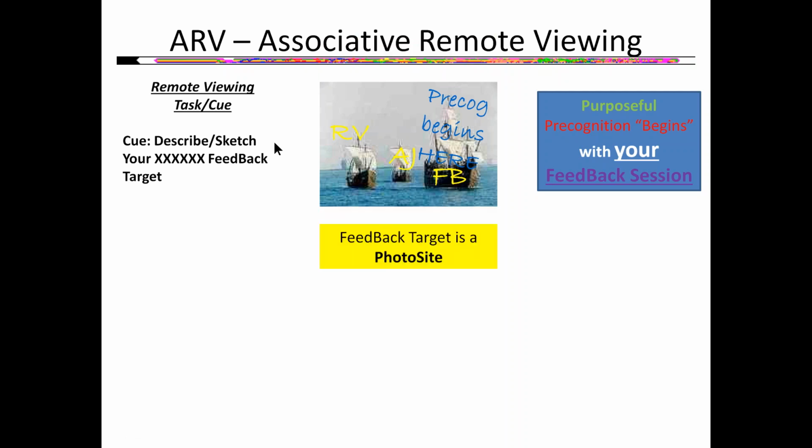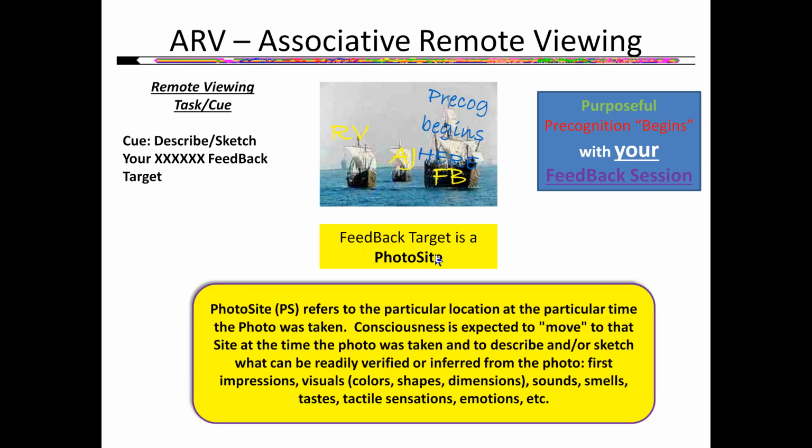Now, what is this feedback target? It could be an object. We recommend, just simply because you're going to be doing hopefully a lot of these, this is something which you want to get into for the long term, and if so, we suggest what's called a photo site. Now, a photo site refers to the particular location at the particular time a photo was taken.